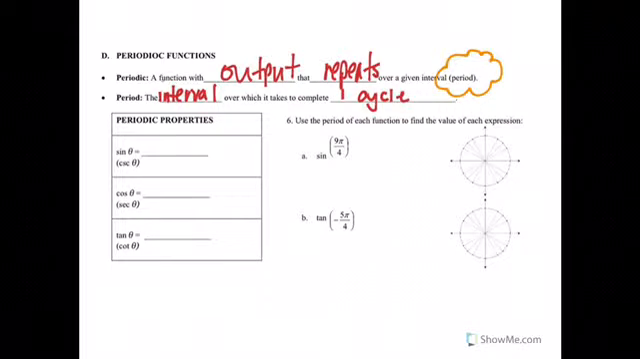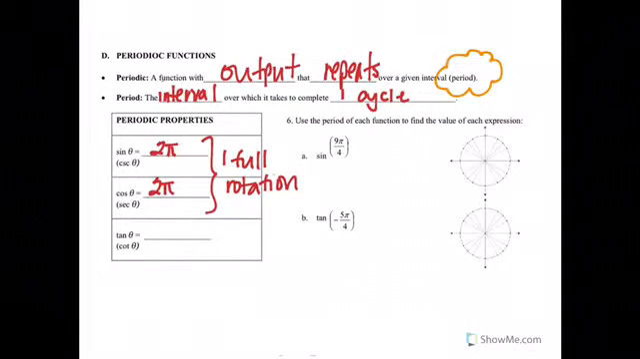So the sine is going to repeat every 2 pi, right? In other words, one rotation around the circle, okay? And the cosine is going to repeat every 2 pi. So both of these repeat after one full rotation around the circle. The tangent, however, is a little different. The tangent repeats over pi. In other words, the tangent repeats over half a circle. The reason why the tangent repeats is because remember that the tangent is the slope.